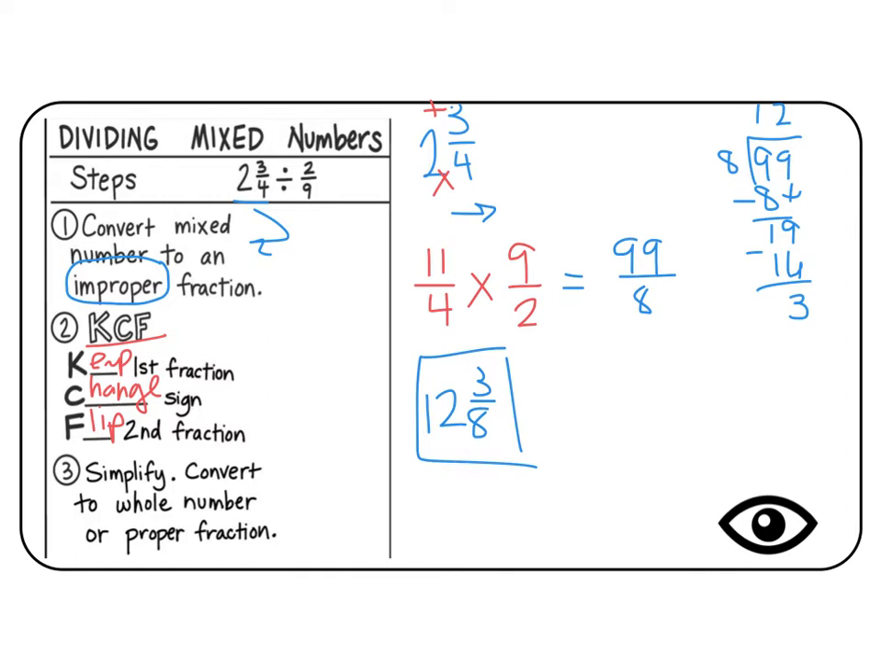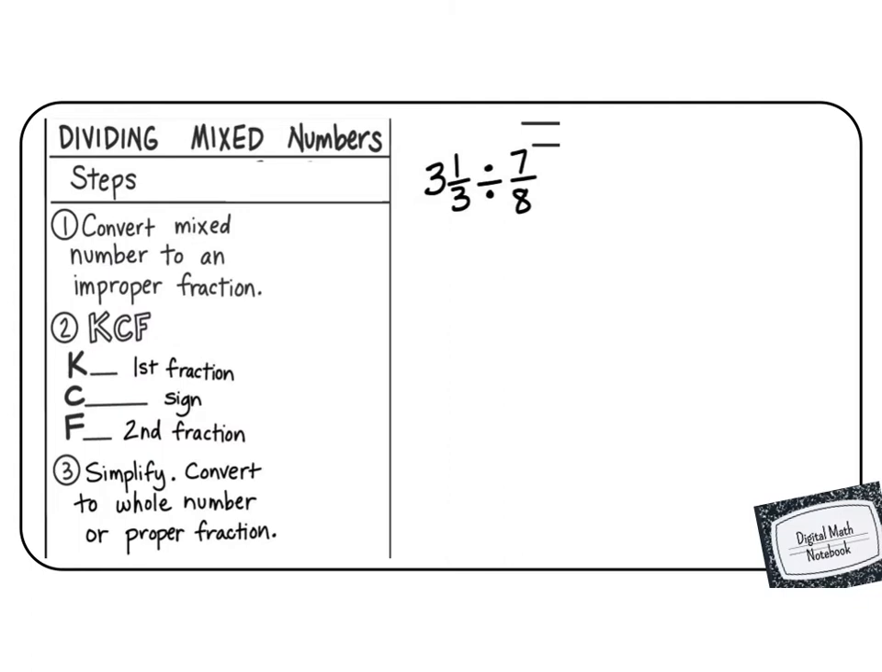Let's try one together. All right, guys, we are in your digital math notebook, and there is a place in your digital math notebook for all of our steps. So make sure that you pause to type them in if you need to. Our first step is to make our mixed number into an improper fraction. So we multiply times the bottom. 3 times 3 is 9, plus 1 is 10, and then our denominator stays the same, 10/3. Then here's our steps of keep, change, and flip it upside down.